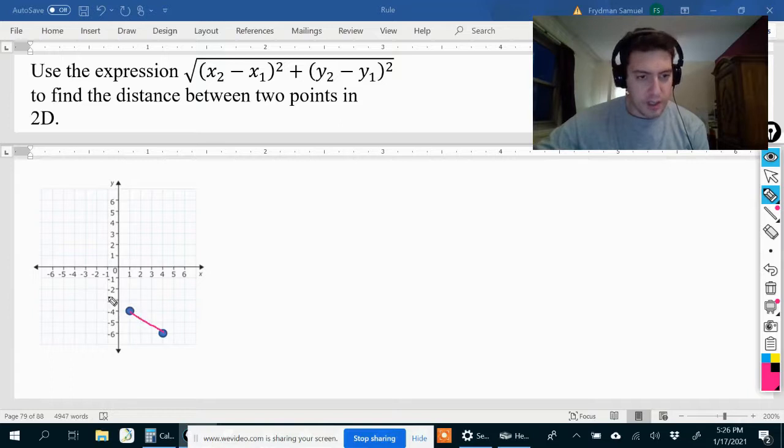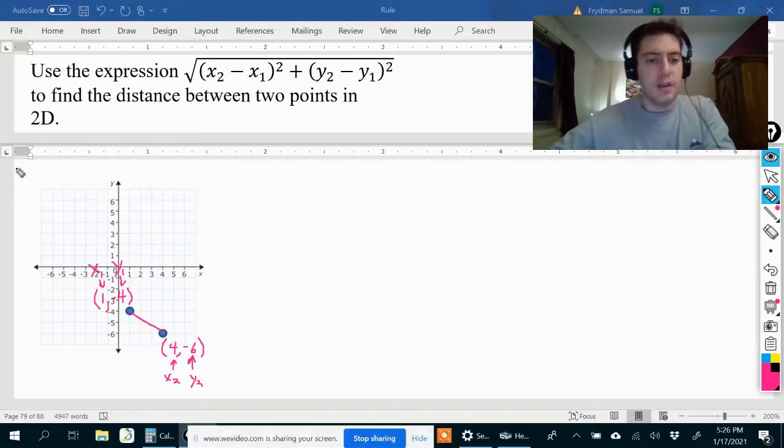Okay, and let's just go ahead and label this point over here. What point is that? That's the point 1, -4. If we call this point 1, then this is x1 over here, and this over here is y1, which just means the x value of our first point and the y value of our first point. And this point over here, which is 4, -6, we can label this x2, which just means the x value of our second point, and y2, the y value of our second point.